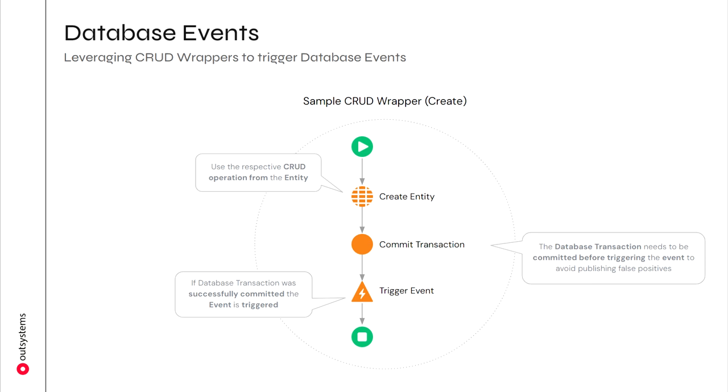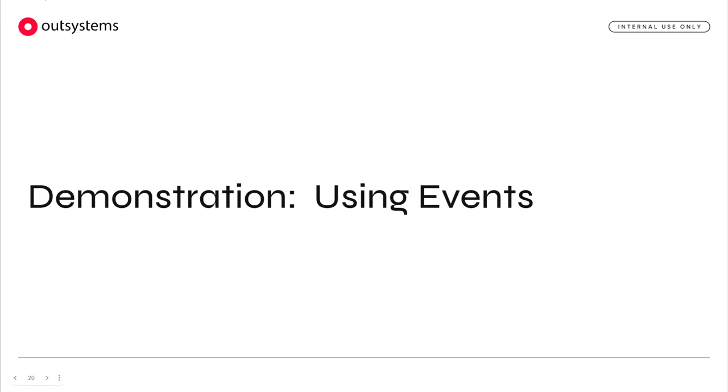This can lead to false or incorrect information being propagated throughout your systems, so it's critical that database commits are completed prior to triggering the event. Of course, exception handling should be implemented in these cases to ensure that any exceptions that may occur during a commit transaction are properly handled. Now that I've finished the overview of how events work in OutSystems Developer Cloud, let's dive into a demonstration of how this can be implemented for a specific use case.